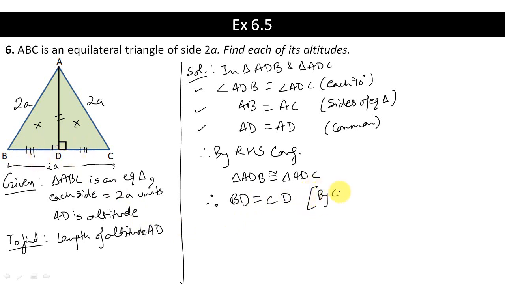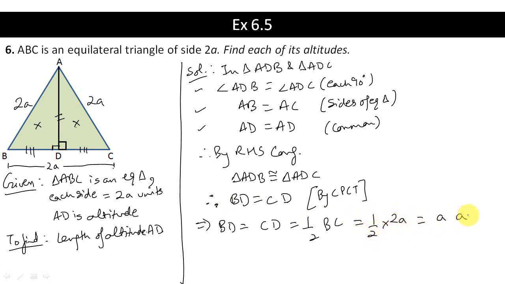by CPCT. Since two triangles are congruent, their corresponding parts will be equal. So BD will be equal to CD, which means BD is equal to CD is equal to half of BC. Since both of them are equal, each of them will be equal to half of BC, which can be written as half of 2A, which is equal to A units. So each of these sides will be equal to A units.